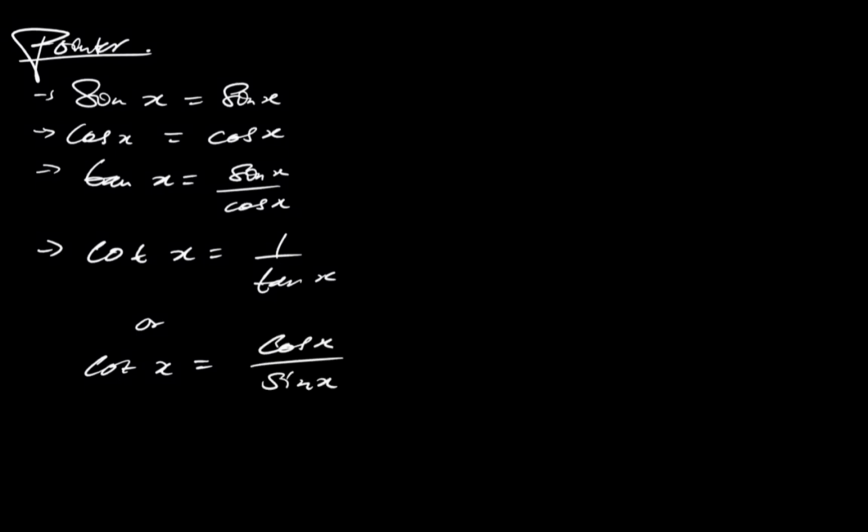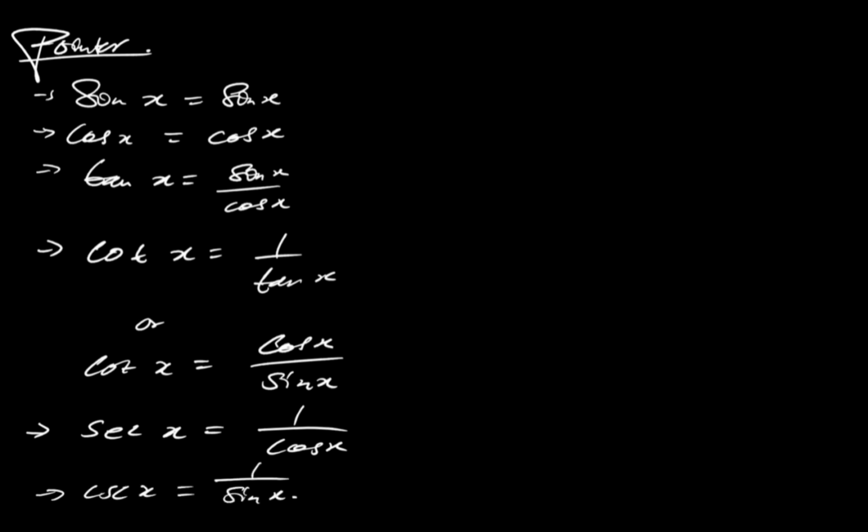Then we also have sec. Sec x is the same as 1 over cos x. And finally, we can look at cosecant x being equivalent to 1 over sine x. So all these are supposed to be known by you. They won't really give you these during exams.